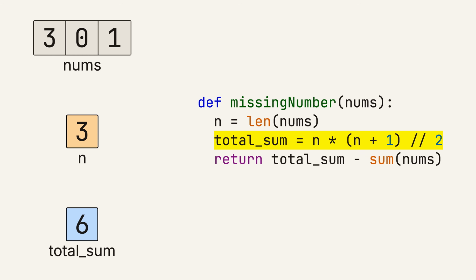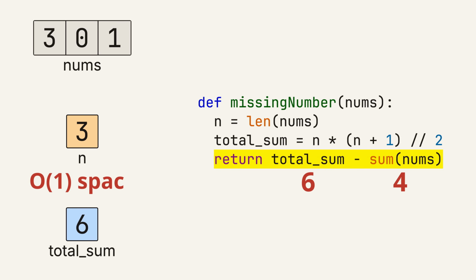Either way though, the algorithm still runs in O(n) time, because next, we have to calculate the sum of nums, which has to iterate through the entire array and get the sum of 4. Then we can just return 6 minus 4, which is 2, and we're done. Since we didn't have to create a full set of n+1 elements, this runs in O(1) space.